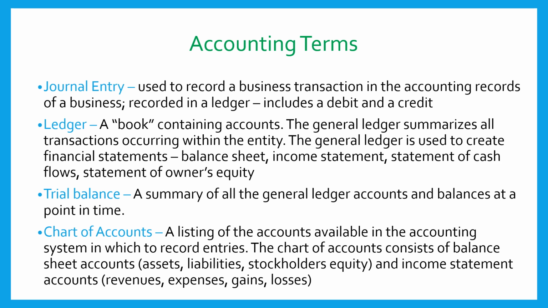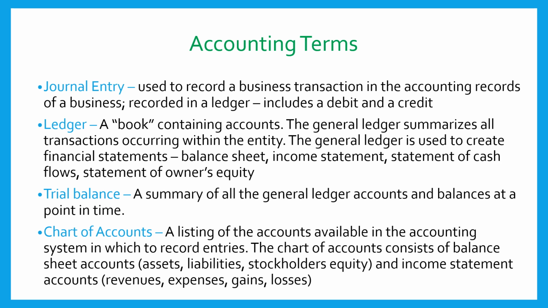Over the next few slides, we will be defining a few key accounting terms. Journal entry. A journal entry is used to record a business transaction in the accounting records of a business. It's recorded in a ledger and includes a debit and a credit. A ledger is a book containing accounts. The general ledger summarizes all transactions occurring within the entity.